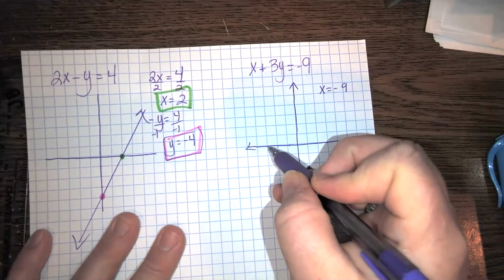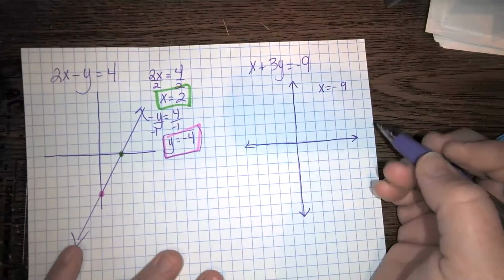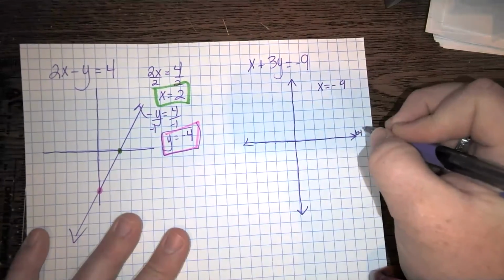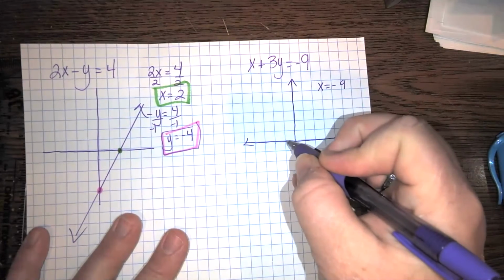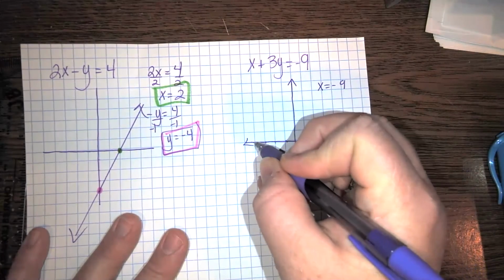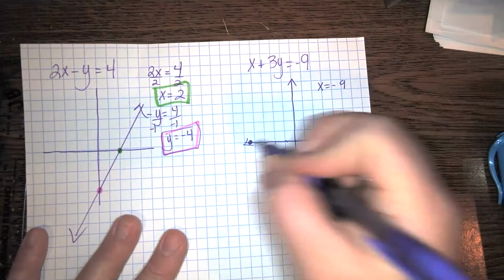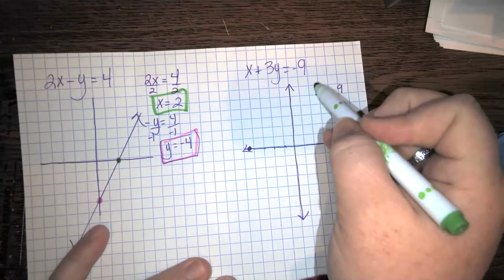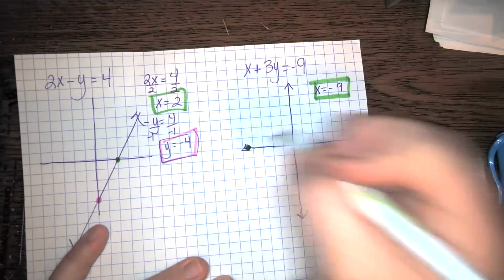1, 2, 3, 4. Oh, you know what? How about I go by twos? Would that be all right? 2, 4, 6, 8. There's -9, so I went by twos. Okay.